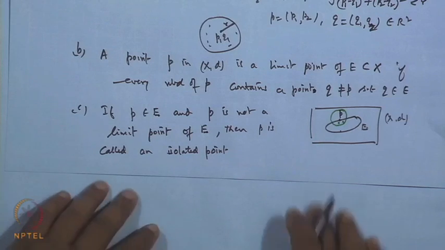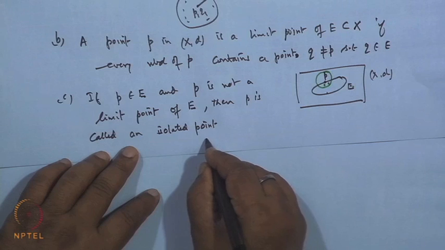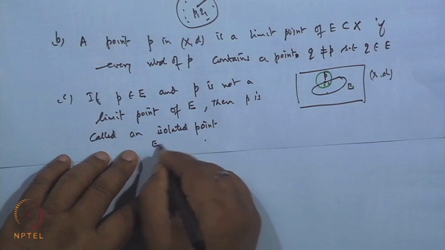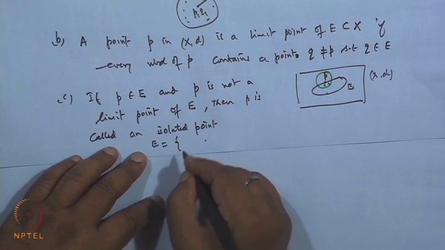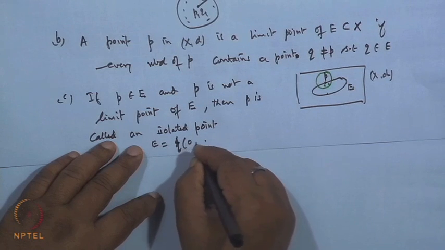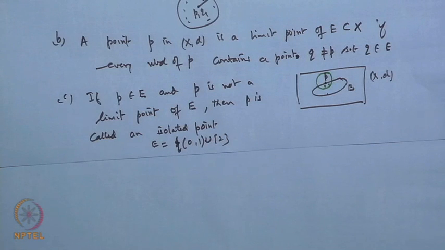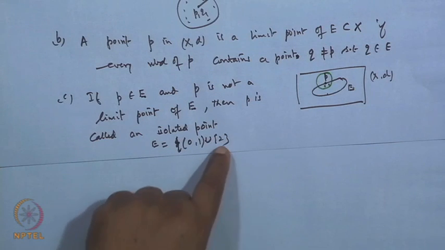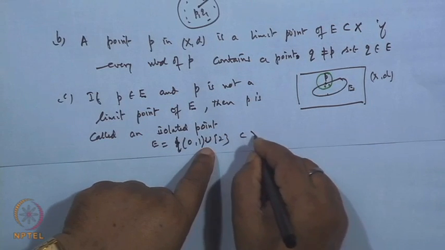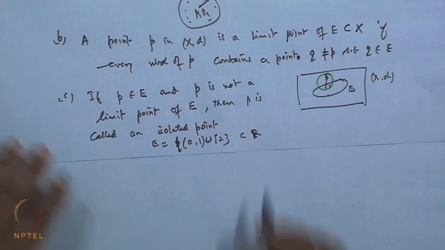Isolated point. For example, suppose I consider the set E as this. Suppose I take set E as the set 0 1 union 2, which is a subset of R. So, an interval, this.